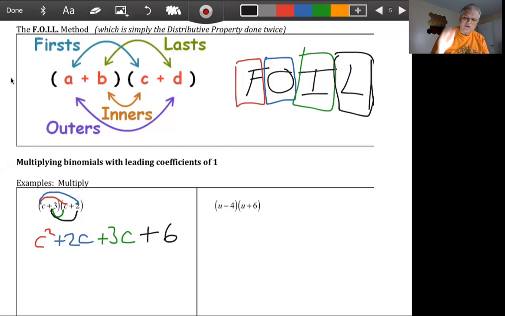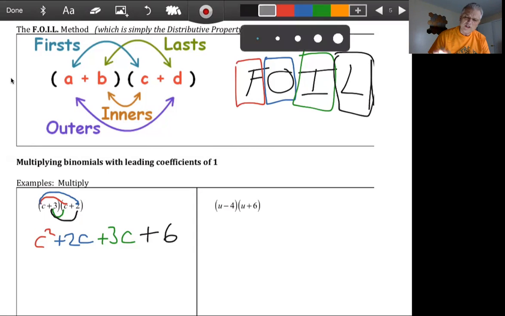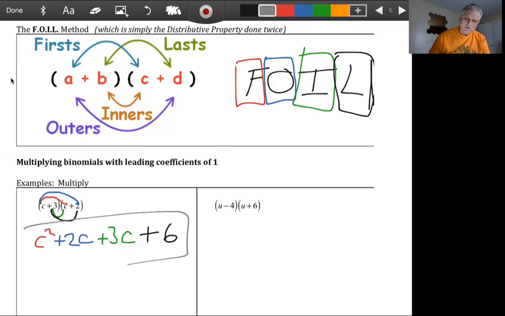So you say, why do they even do the whole FOIL thing? Well, I think it's just so that they can keep things organized, so that they don't forget to do all 4 of those things. You have to distribute the C. That's the F and the O. You have to distribute the 3. That's the I and the L. So we just did FOIL without calling it FOIL. All right, now back to this question that we had. We just need to make sure that we simplify this before we give it to the ELHS program or to me on a quiz or a test.